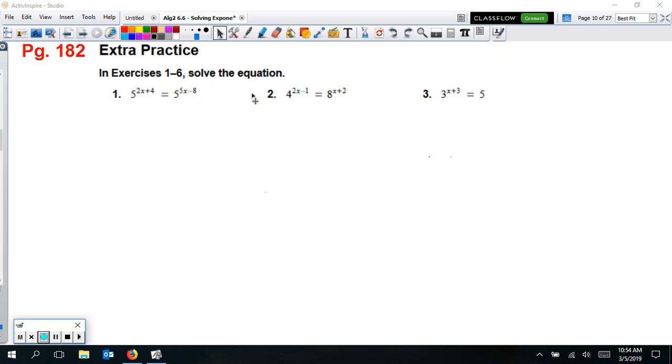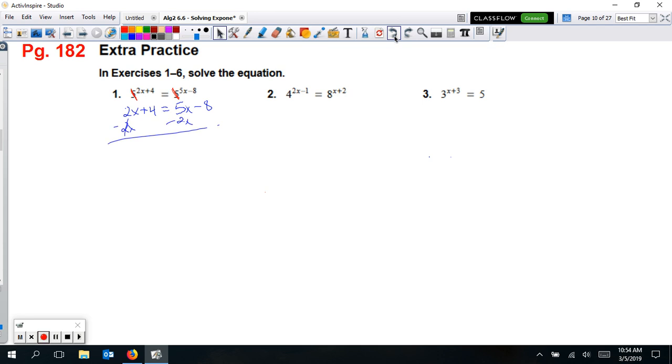All of these 3 right here are exponential equations. We're always going to try to make sure our bases are the same so we can cancel them out and the exponents will equal each other. So that's what we're going to do right now, just cancel out the base 5's. That means our exponents will equal each other: 2x plus 4 is equal to 5x minus 8, and now it's a simple, easy equation to solve.